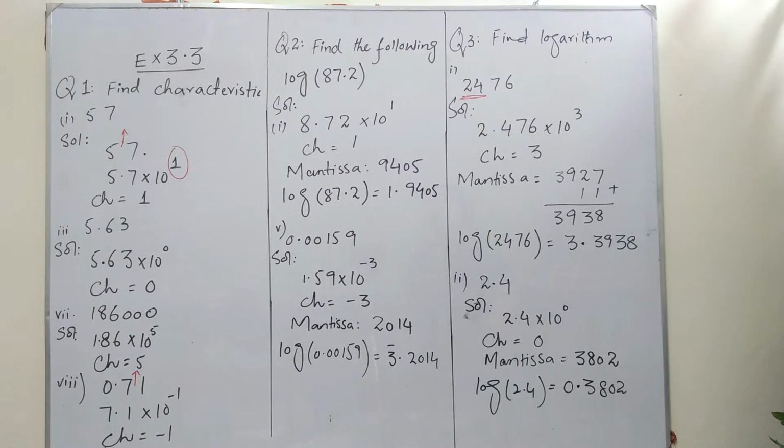Bismillahirrahmanirrahim. Now we are going to start exercise 3.3. Question number 1 is find the characteristic. To find out the characteristic, you just have to write the values in scientific notation.